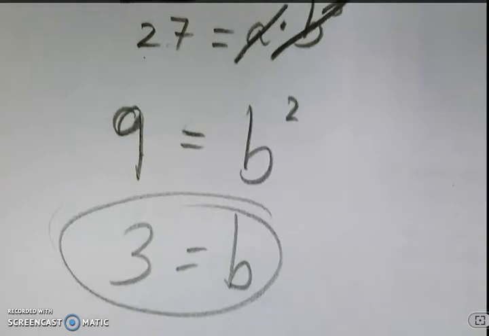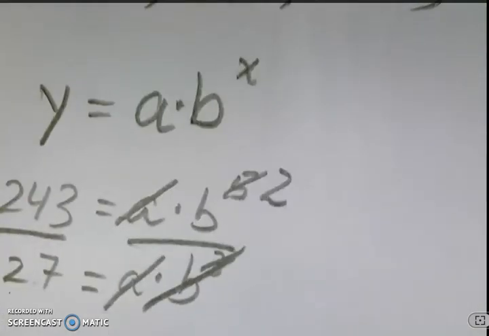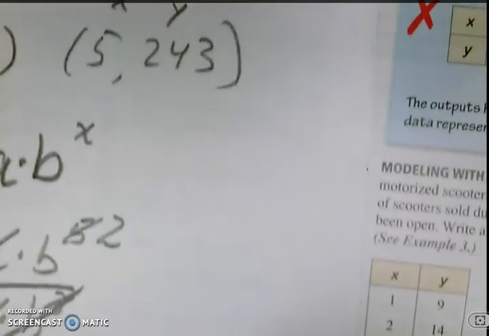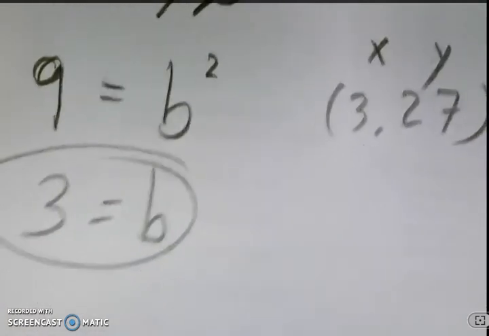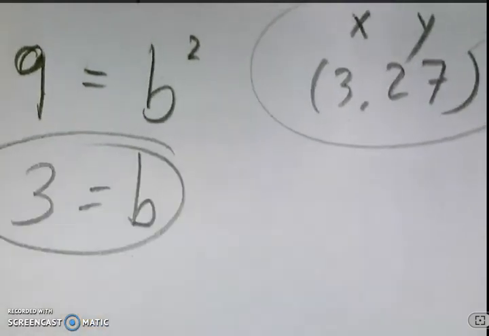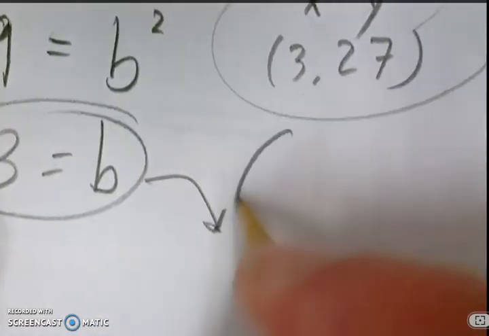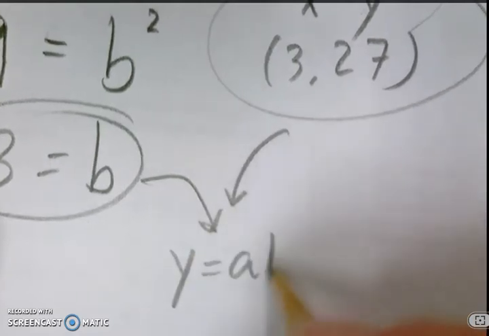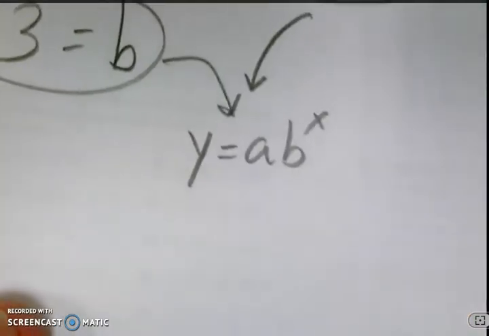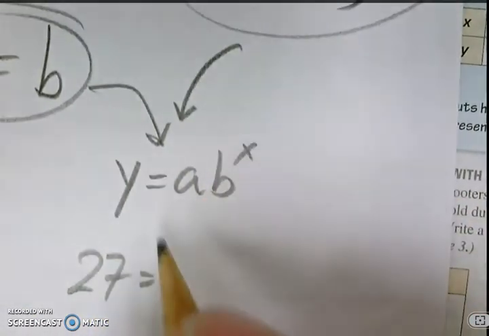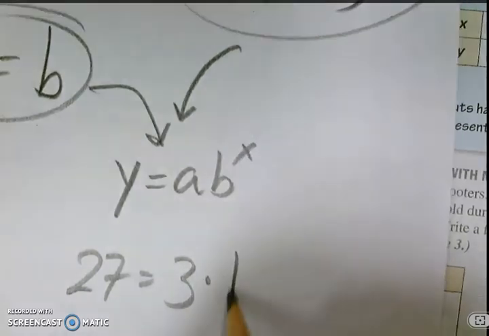So we got b, but we're not done yet. We still have to find a. Now we're going to use one of our points. I'm going to use (3, 27) for our x and y. This is one of our points from the beginning, and this is what we just solved, and we're going to put all that stuff together. So we're going to plug this in and this in to our y equals a b to the x equation.